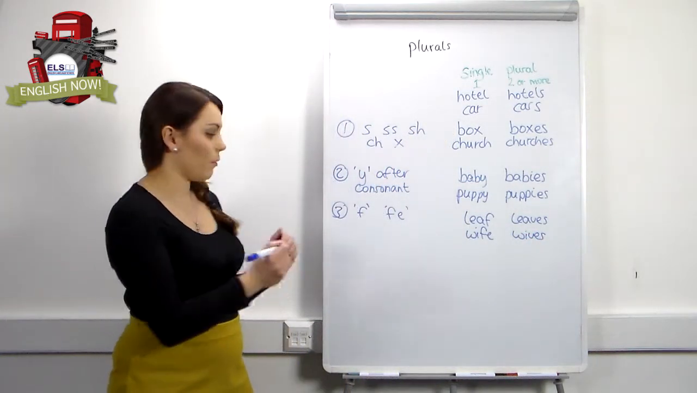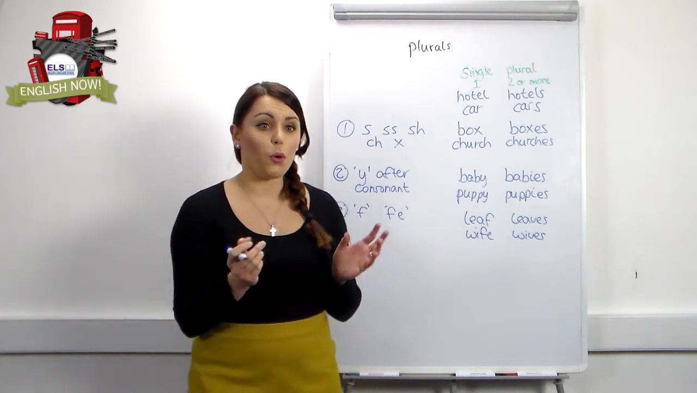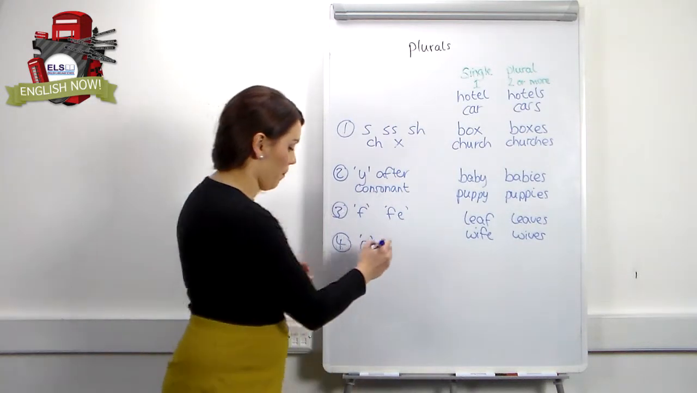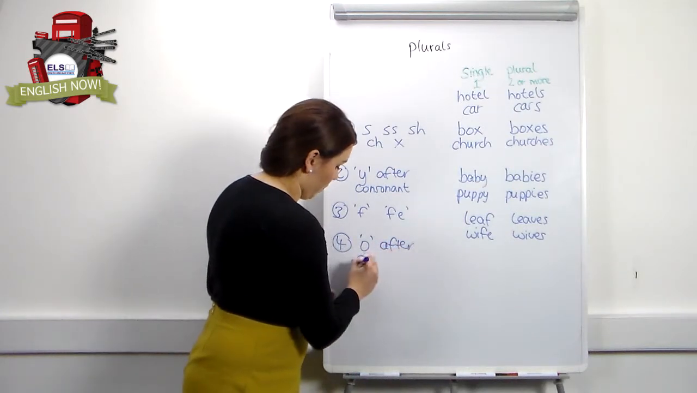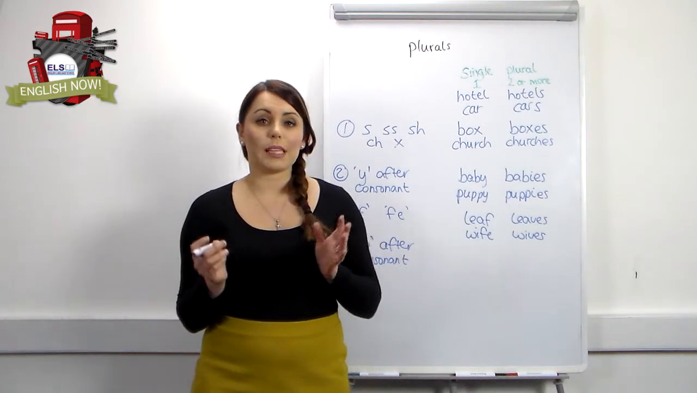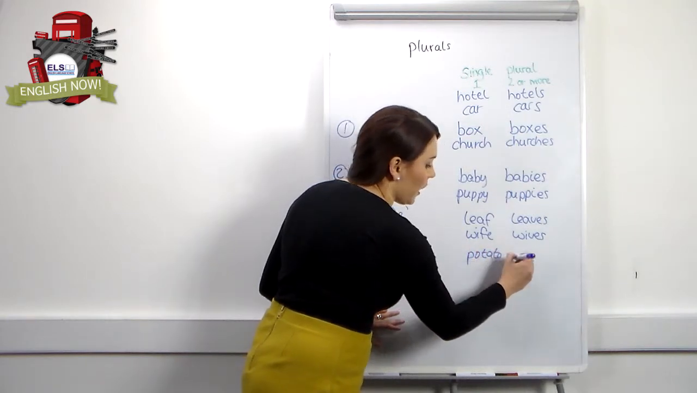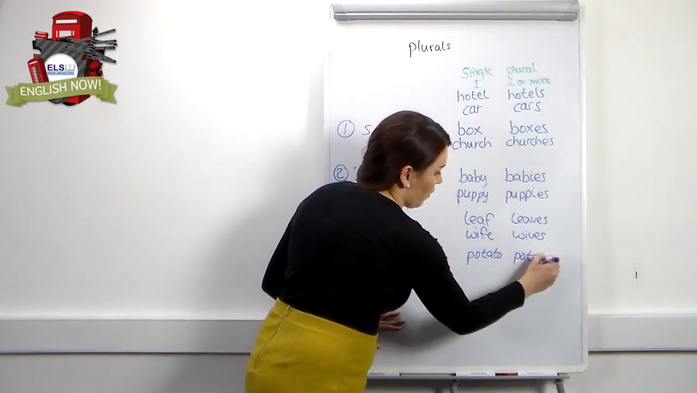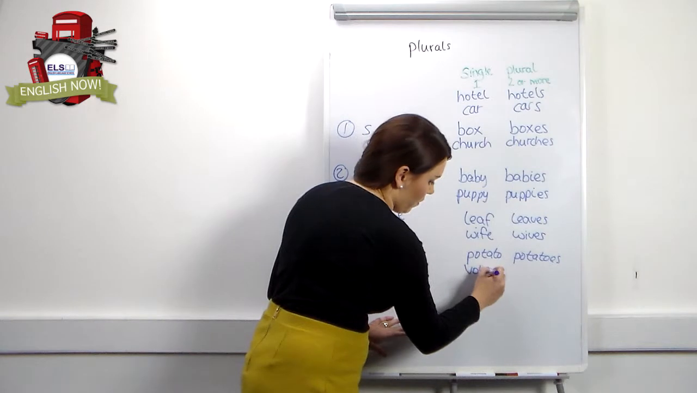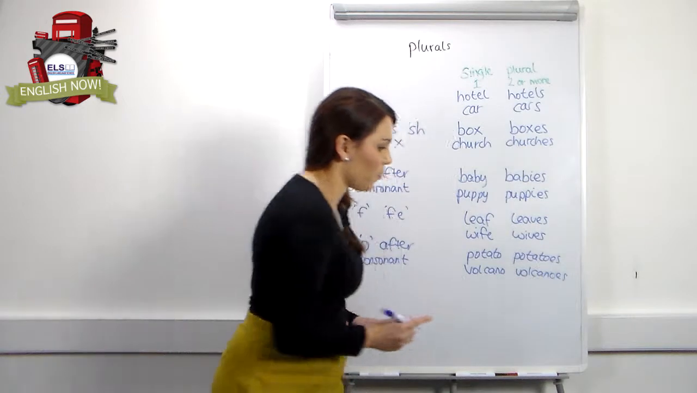The fourth spelling rule is if the noun ends in the letter o, again after a consonant, we must add es. For example, potato becomes potatoes. Volcano becomes volcanoes.